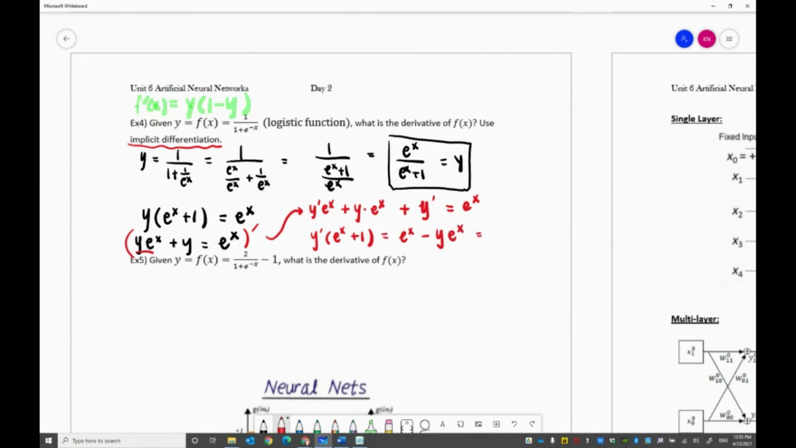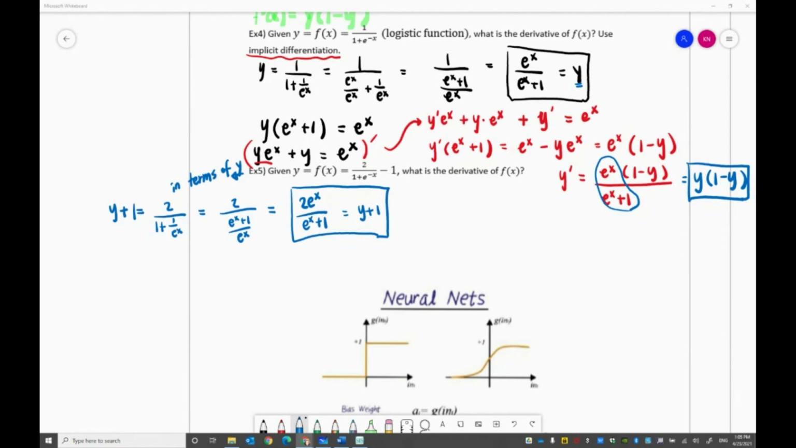On the right side, e to the x is the common factor, so 1 minus y times e to the x. Then if I divide both sides by e to the x plus 1, y prime is e to the x times 1 minus y over e to the x plus 1. Oh, this one is actually y. So I can say y times 1 minus y. Done.